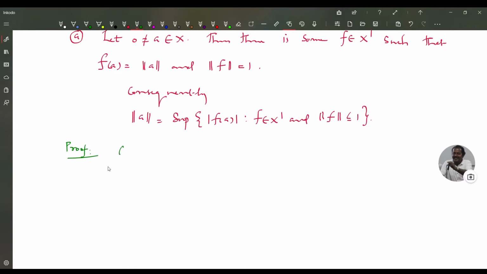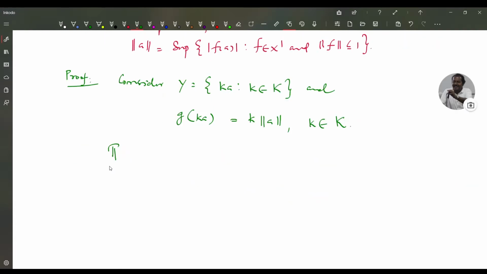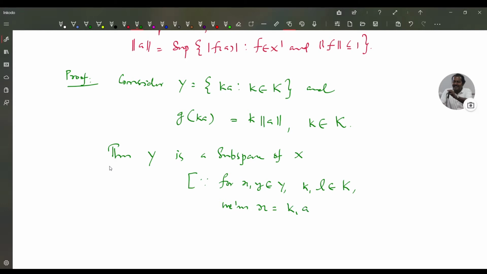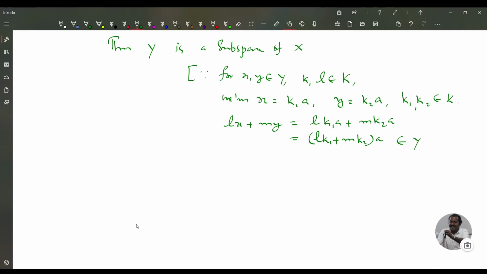Proof of A. Consider Y equal to the set of all k a such that k belongs to K, and g of k a equals k times norm a for k belongs to K. Then Y is a subspace of X since for x, y in Y and l, m in K, we have x equal to k1 a, y equal to k2 a for k1, k2 belongs to K. Then l x plus m y equals l k1 a plus m k2 a, which equals (l k1 plus m k2) a. So this clearly belongs to Y. Therefore, Y is a subspace.